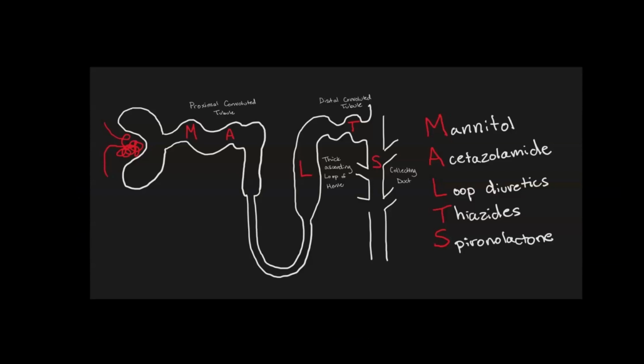As you can see, like the mnemonic, as you go through the tubule, you can see where those different ones act. Very high yield for Step 1 to know where these act, just based on the physiology of them, because it's a way to highlight the receptor densities and the co-transporter densities throughout the nephron, which is a very Step 1 friendly question.